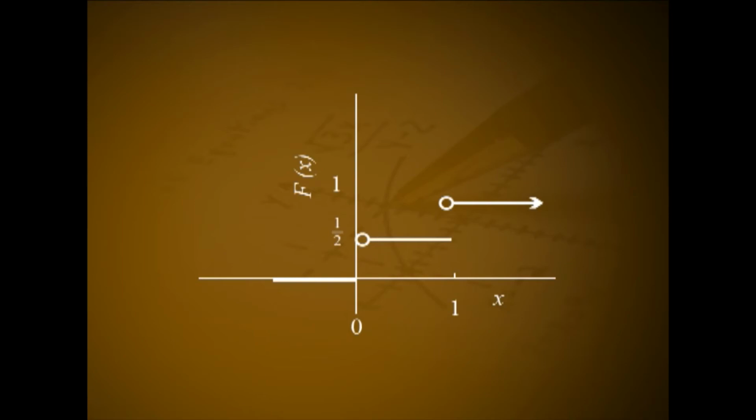The graph of F(x) is a step function having discontinuity at the points 0 and 1. At these 2 points, the function F(x) has jumps of magnitude 1/2 each, which is equivalent to the probability distributed at these points.